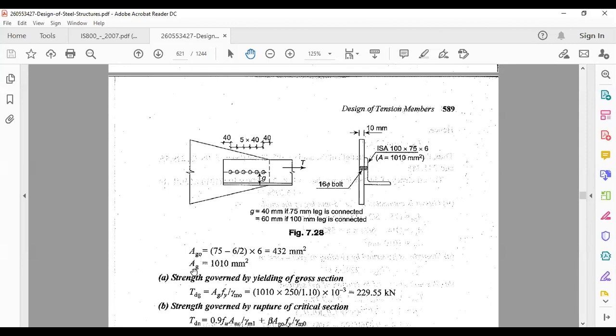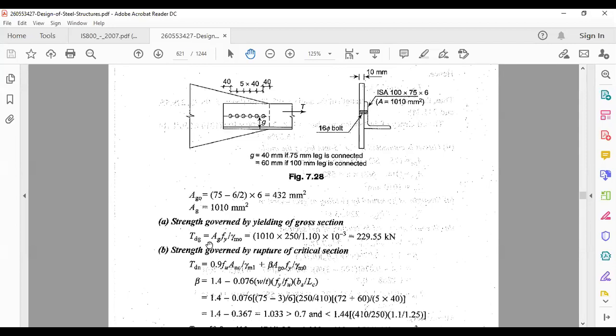Directly take it from the steel table, what is mentioned over there. Okay, so the first strength is Tdg, that is Ag into fy upon gamma m0, gross area. So on substituting, it is coming out to be 229.55 kilonewton. So one of the strengths of this angle section under tension is 229.55 kilonewton, Tdg due to yielding.